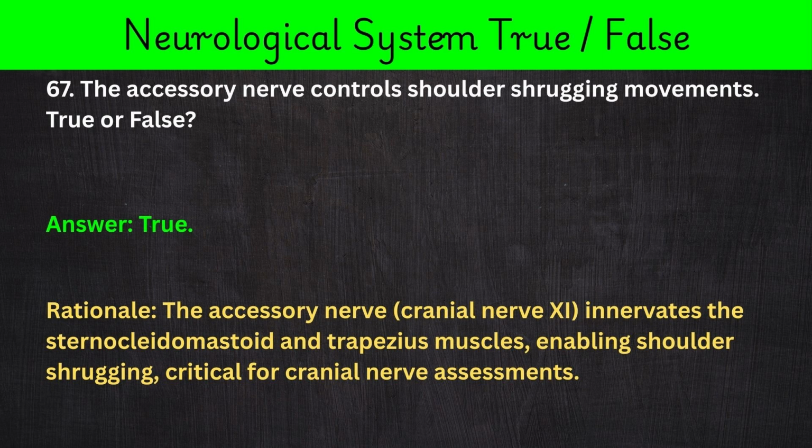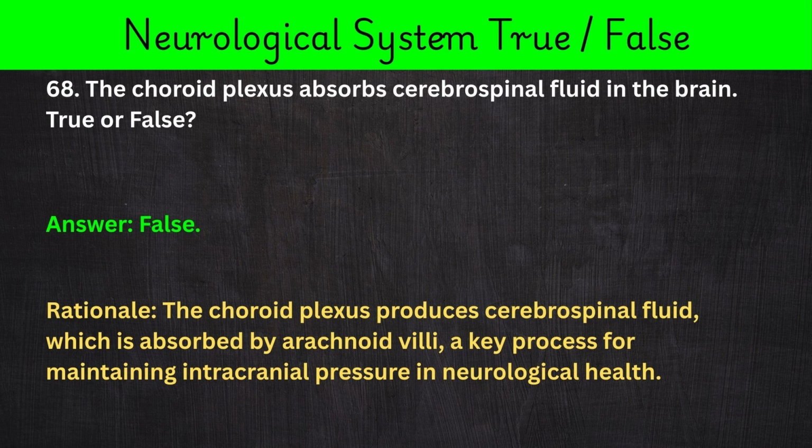67. The accessory nerve controls shoulder shrugging movements. True or false? Answer: true. Rationale: the accessory nerve, cranial nerve 11, innervates the sternocleidomastoid and trapezius muscles, enabling shoulder shrugging, critical for cranial nerve assessments.